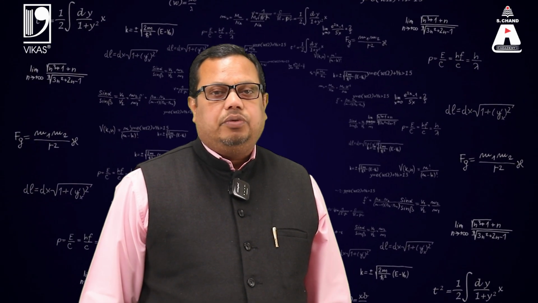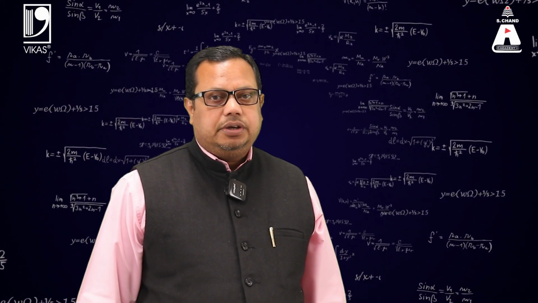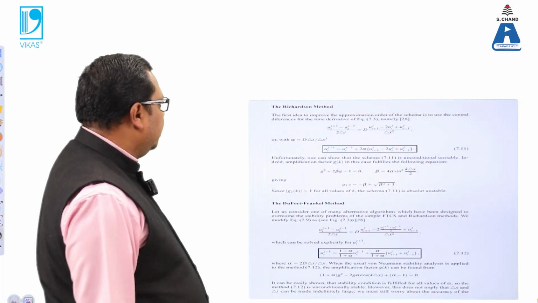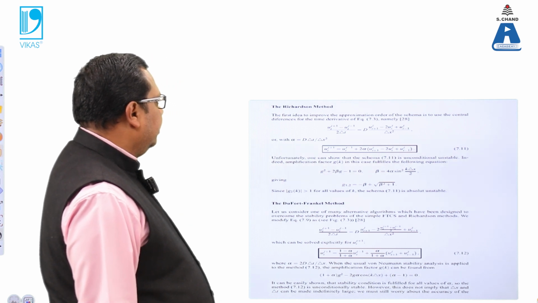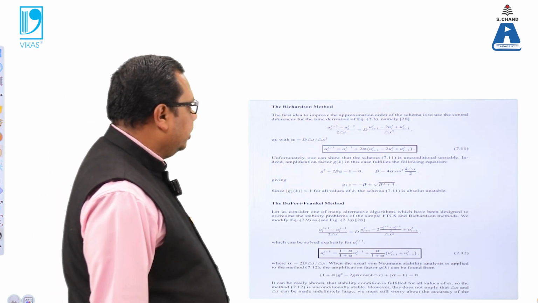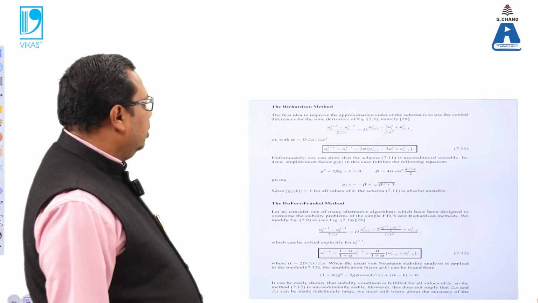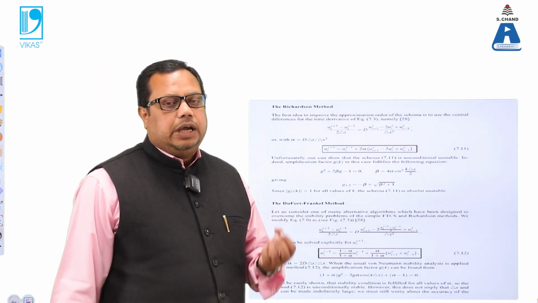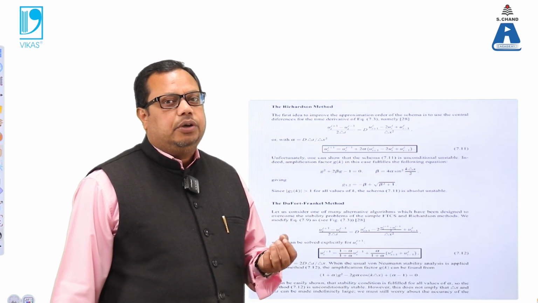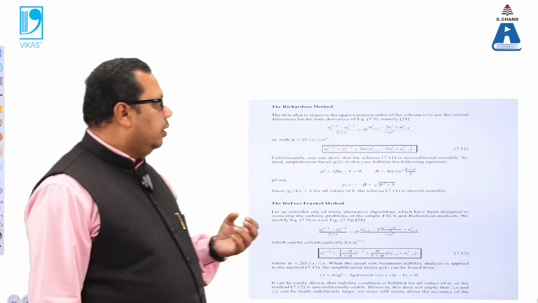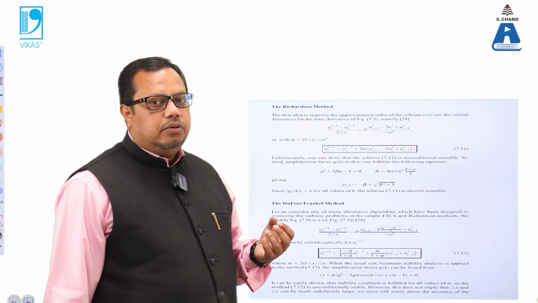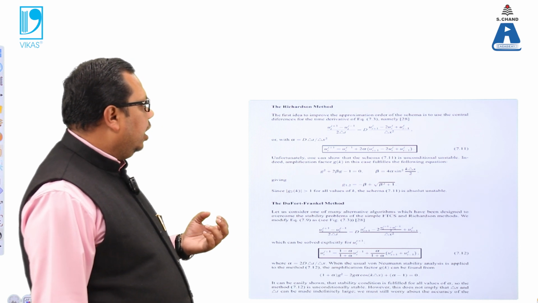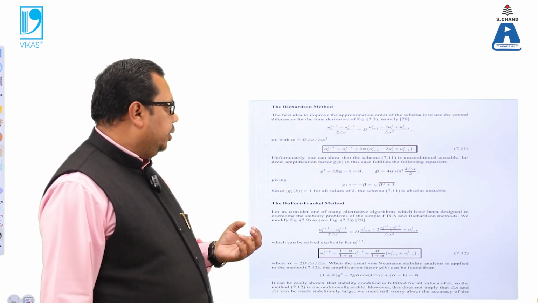Welcome back, students. So we have learned about the heat diffusion equation. So we'll proceed further. We have one method which is called the Richardson method, where we improve the approximation order. This method is used to enhance the approximation, and it is used to calculate the difference between the two particular time intervals. If two time intervals are given to us, then how do we calculate the difference between the two time intervals and how do we improve the approximation.